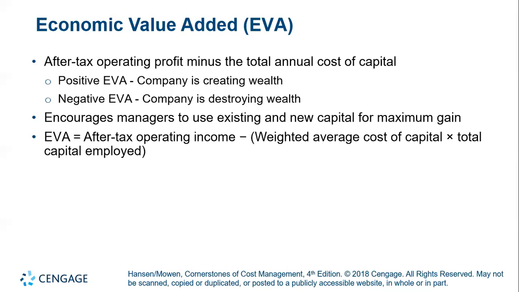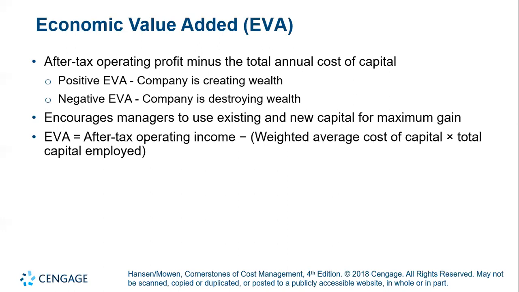Then the next term is economic value added, or EVA. It is after-tax operating profit minus the total annual cost of capital. A positive EVA means the company is creating wealth. A negative EVA means the company is destroying wealth. It encourages managers to use existing and new capital for maximum gain.